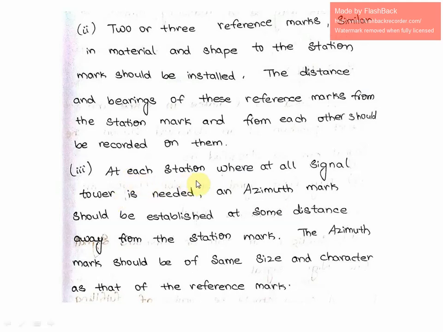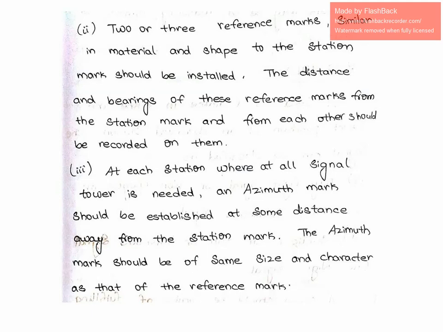At each station where a signal tower is needed, an azimuth mark should be established at some distance away from the station mark. Azimuth mark is nothing but, as I told, an imaginary arc of the horizon. At some signals and towers you need to mark this also, because there you can't directly see the previous point.